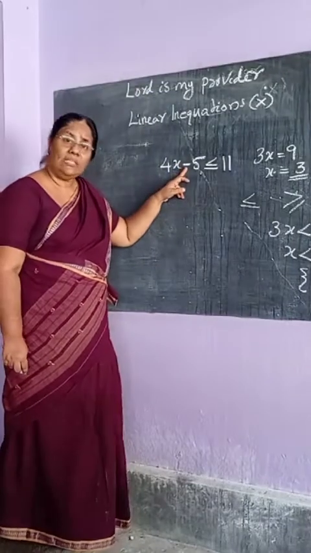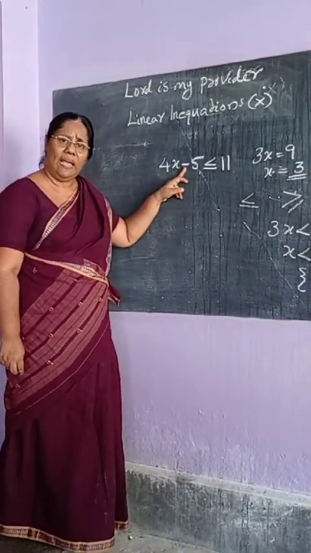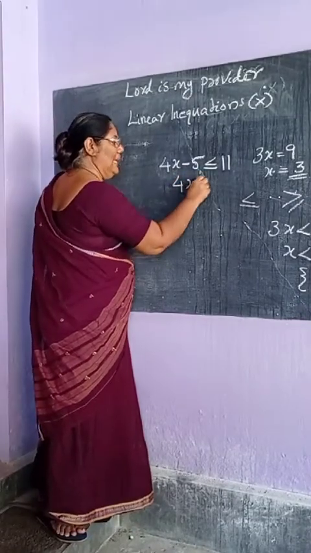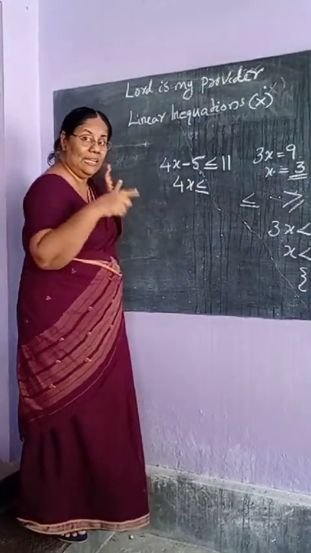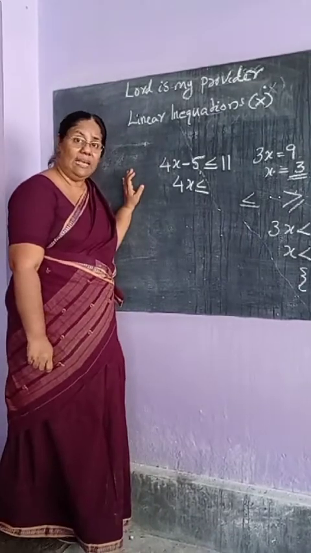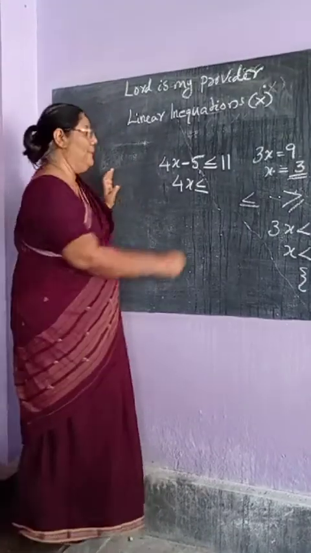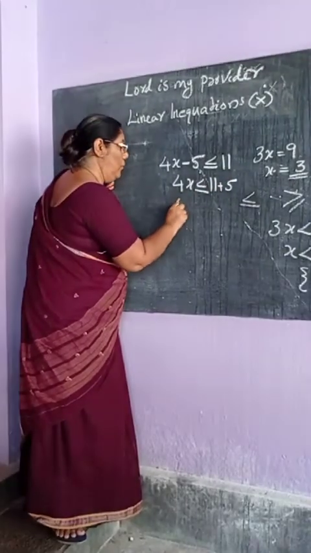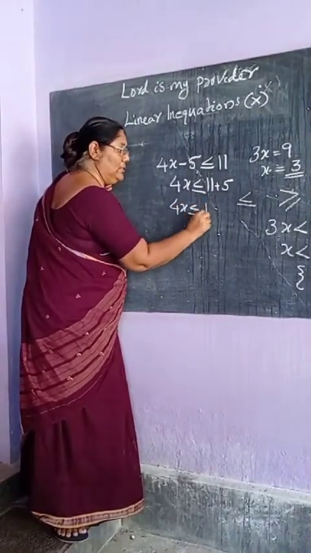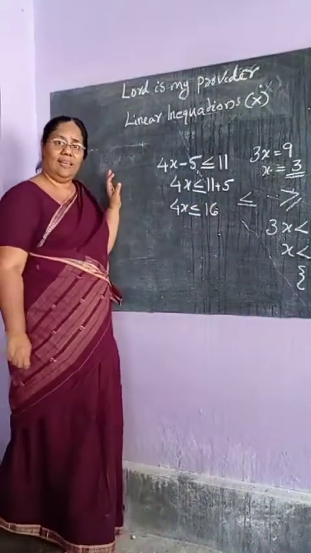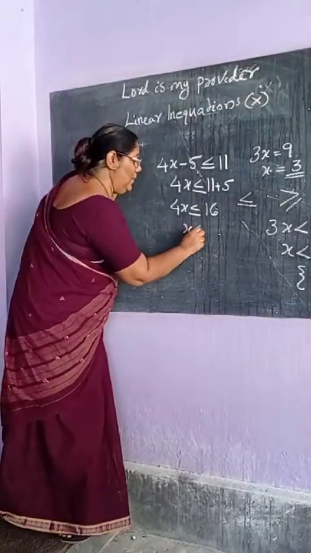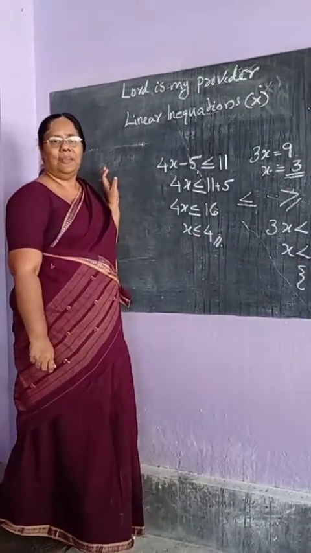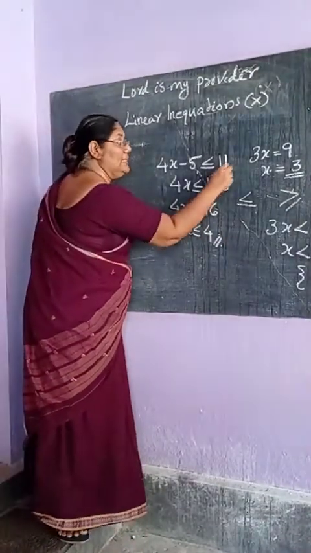When we convert this minus 5 to the other side, what happened? That changes to 4x less than or equal to 11 plus 5, because when you convert to the other side, minus 5 changes to plus 5. 4x is less than or equal to 16. That is x less than or equal to 4. Understand?